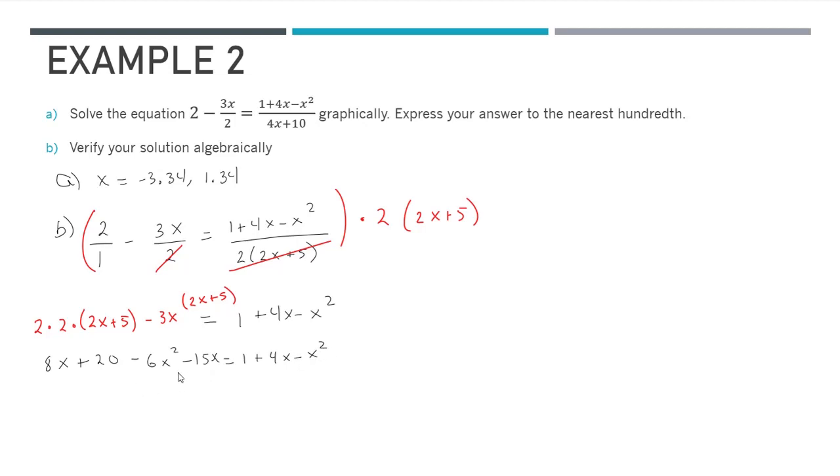And we'll collect some like terms. So I've got this negative 6x squared, and then I've got negative 7x. And then we just have that 20 is going to stay the same.